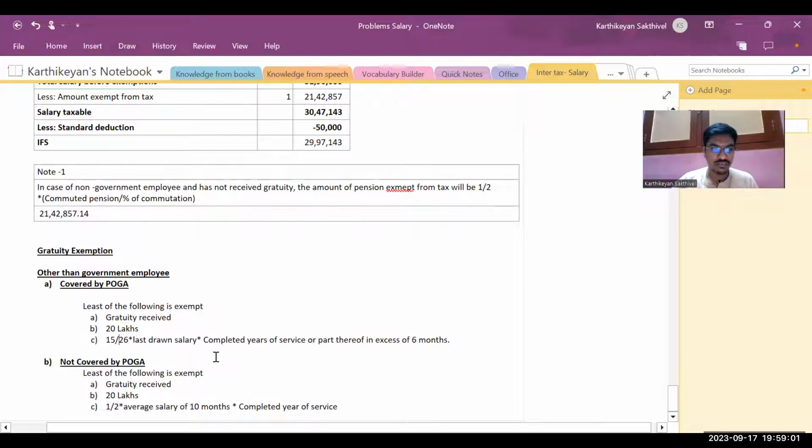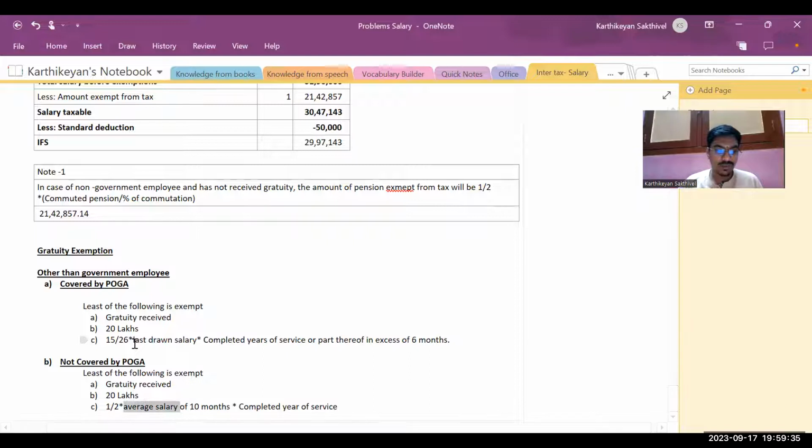So if you just see here, we'll take 15 by 26. 15 by 26 is nothing but half a month's salary only. But in the Payment of Gratuity Act, they consider 26 days as the number of working days. So if you put 15 by 30, it will become 1 by 2. That 1 by 2 is only here, right? Here they take 30 days as the number of working days. Here they'll use last drawn salary for the purpose of computation.